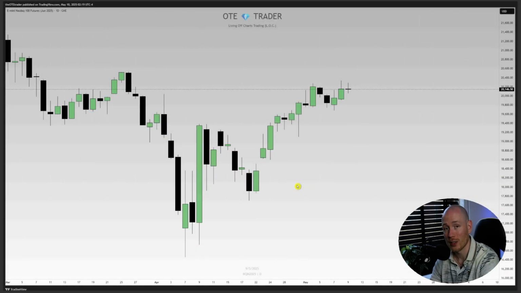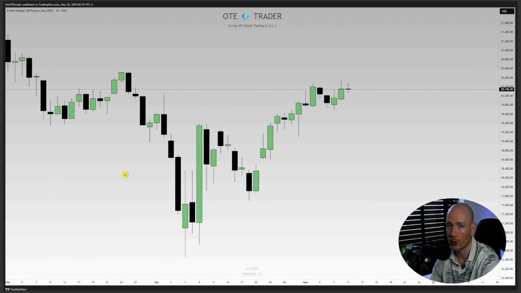Alright guys, let's break this down. We're going to go all the way from the higher time frame down into the lower time frame and into the intraday sessions. So first of all, we've got the daily chart over here on Nasdaq. Before you start trading any session or any day, you need to be aware what side of the curve we are on the higher time frame.